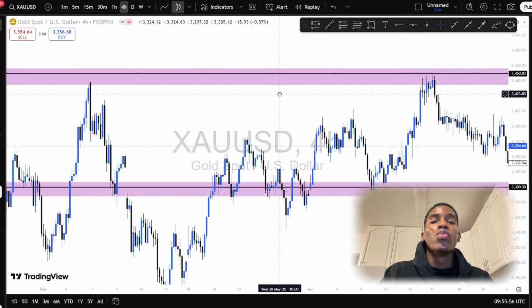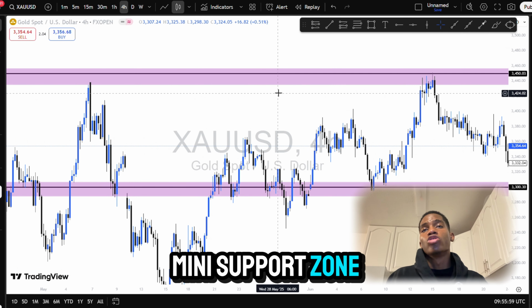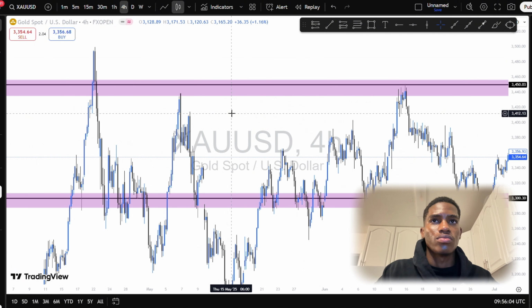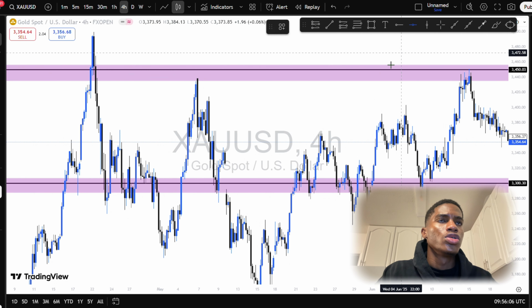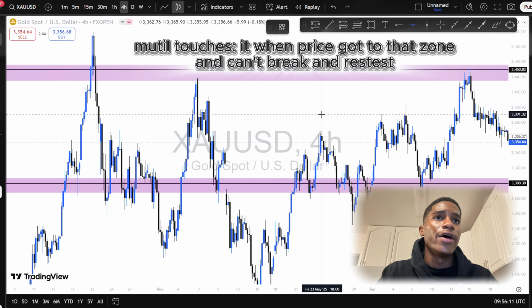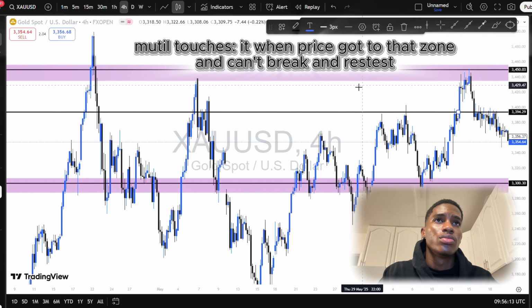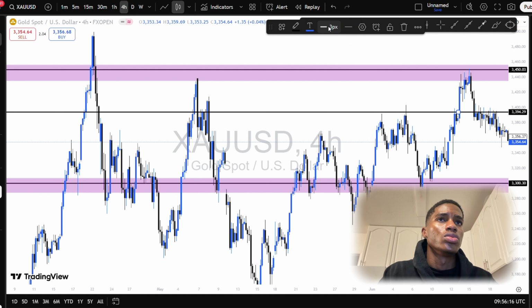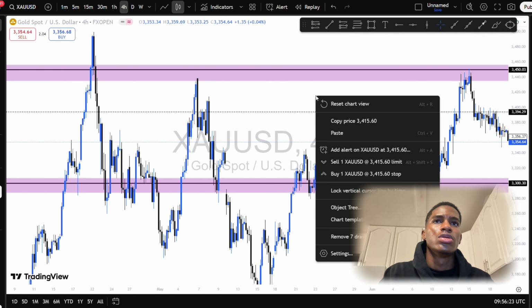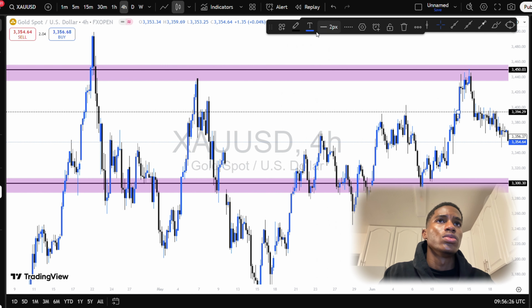As you guys can see, we have another thing called a mini support zone and mini resistance zone. I'm going to show you what those look like right now. I call it my multiple touch, so I'm going to show you how to use multiple touch right here. I'm going to change the color too. Red should be good.